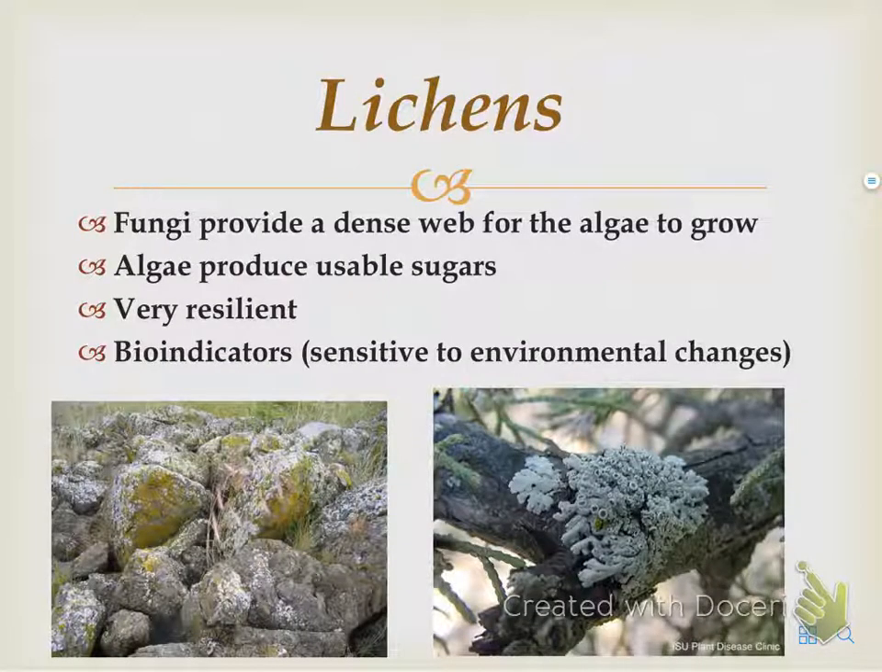So here we go. So the lichens, the fungi provide this dense web, and then the algae produce the sugars. So it's kind of like a good back and forth relationship. They're very resilient, but they're also bioindicators, which means they are sensitive to that environmental change. So if there's a big environmental change, they're going to show it first.